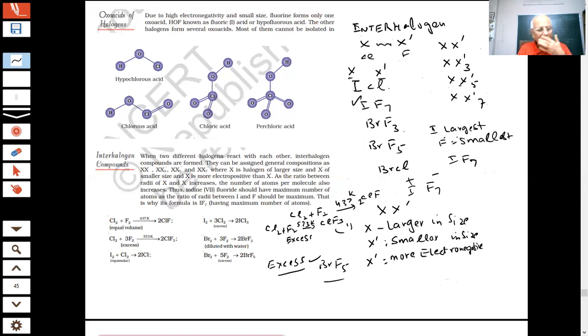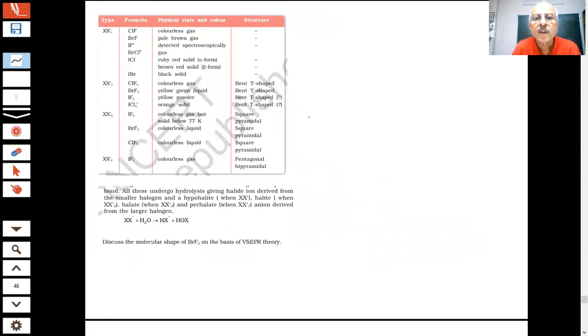And when you take something in excess, then it will be more of the F, and the first one, X, X dash, X dash. That is okay, something about them to learn actually. You can see that these are some of the interhalogen compounds. There is a list again in the book.